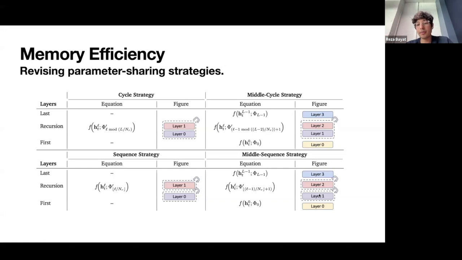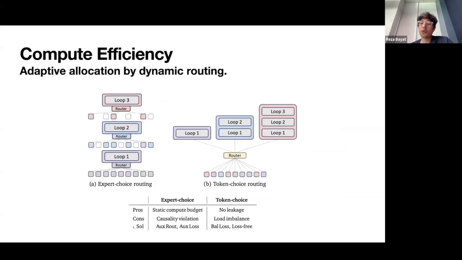We explored these ideas, and a spoiler alert, we found that the middle cycle works the best, and our results are based on that. I will later show our ablation on these. And for the compute efficiency, you can imagine every next iteration in the looping strategy in the middle cycle, we have a loop over the stack of layers. Every recursion step is considered an expert for us.